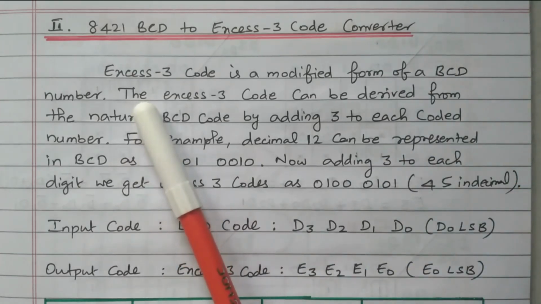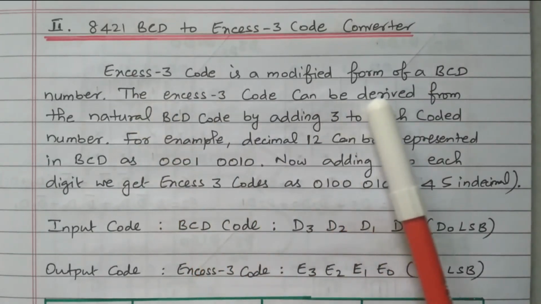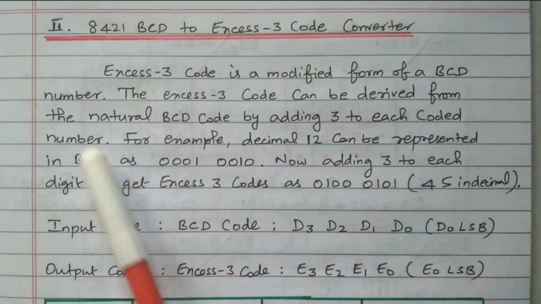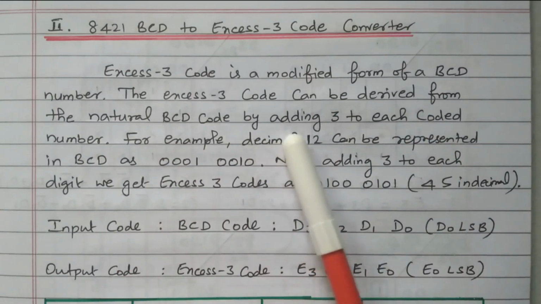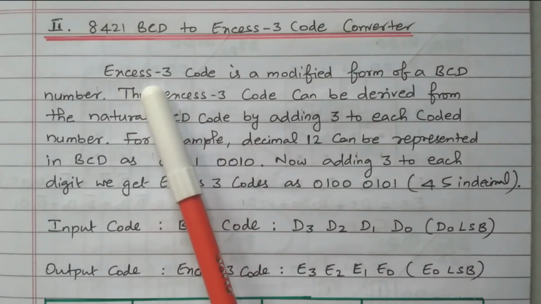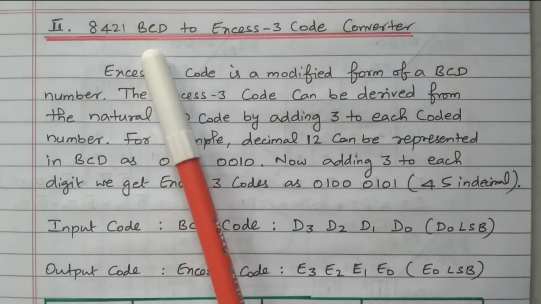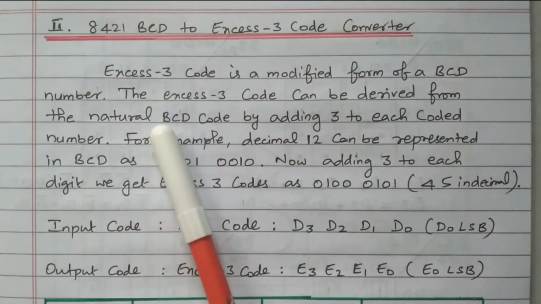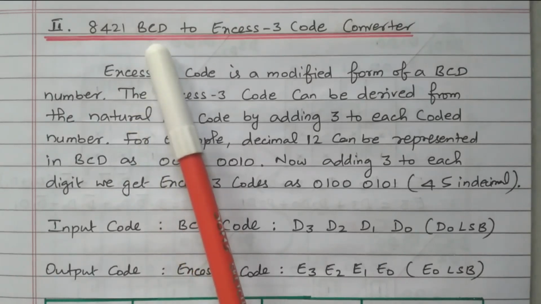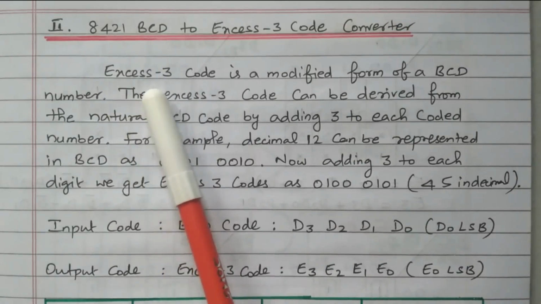So the XS3, first we will see what is meant by XS3 code. XS3 code is a modified form of a BCD number. The XS3 code can be derived from the natural BCD code by adding 3 to each coded number. So XS3 means very simple. With the BCD we need to add the 3. By adding 3 with BCD, we will get the XS3 code, right? So this code is used for transmitting the data representation for other purposes. That's why we are adding 3 with BCD to get the XS3 code.